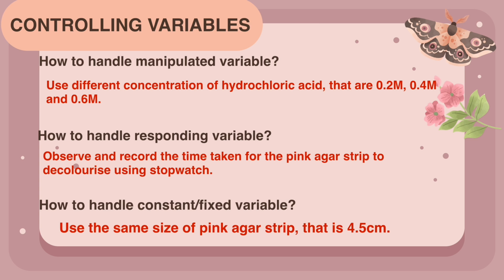How to handle the responding variable? Observe and record the time taken for the pink agar strip to decolorize using stopwatch. How to handle the constant or fixed variable? Use the same size of pink agar strip, that is 4.5 centimeter. So the keyword is use different, observe and record, and put your apparatus. And the last one, use the same.